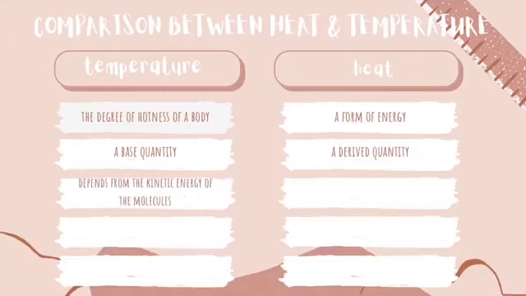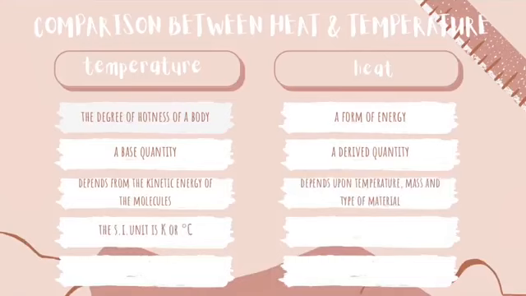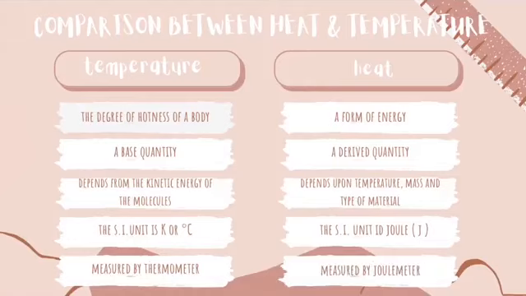Temperature depends on the kinetic energy of the molecules, while heat depends upon temperature, mass and type of material. Next, the unit for temperature is K or degree Celsius, and the SI unit for heat is Joule. Temperature is measured by a thermometer and heat is measured by a Joule meter.